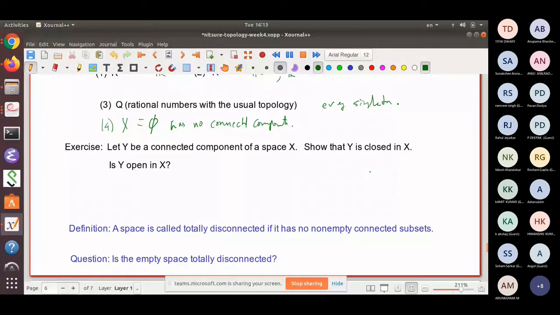You have to prove that. You define closure to consist of all points of Y and limit points of Y, but you have to show such a thing is closed. Okay, good. So because of this, a connected component is closed. And is a connected component open in X?